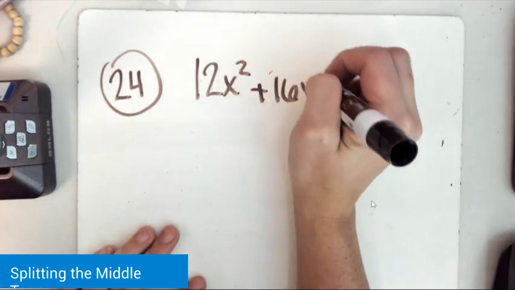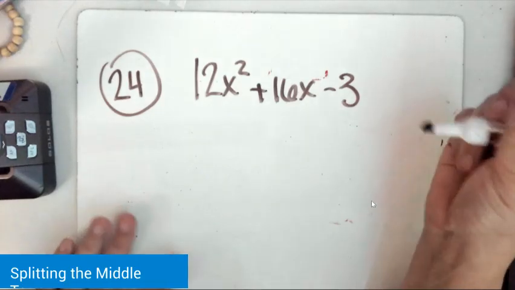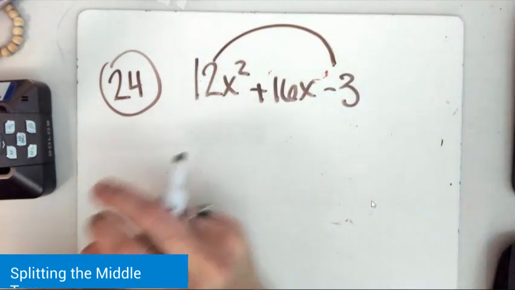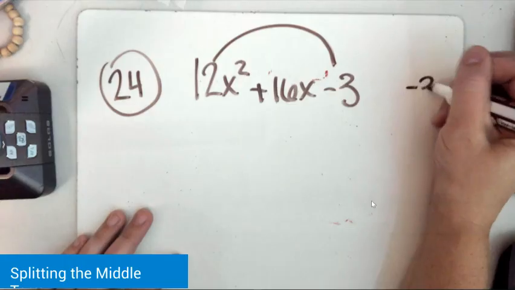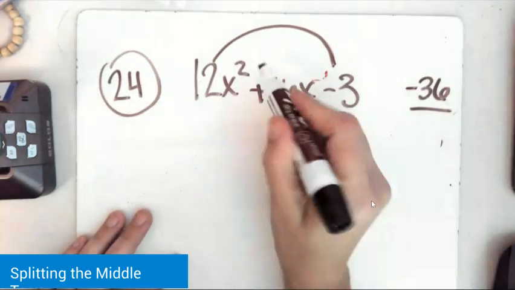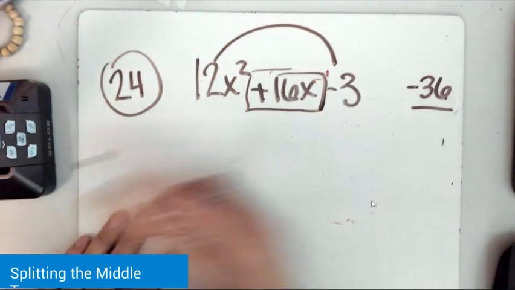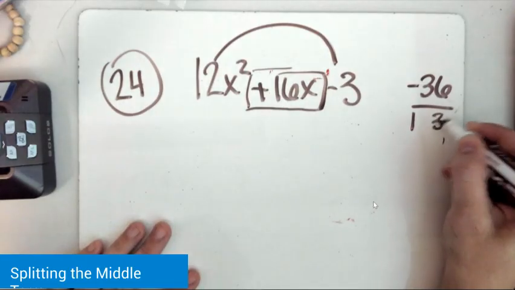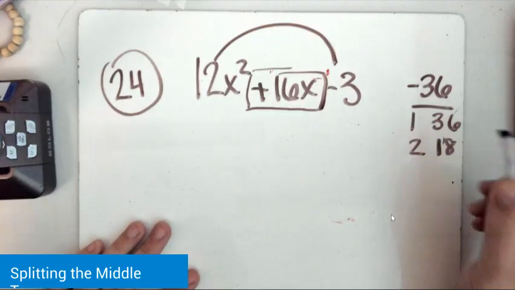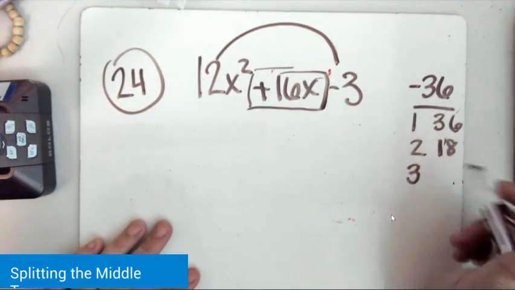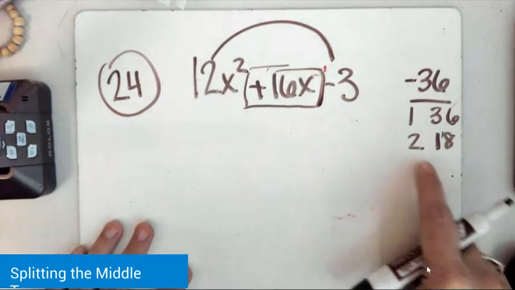Okay, 12x squared plus 16x minus 3. You start out the same way. You multiply your a times your c. What does that give us? Negative 36, right? Okay. And you're trying to find factors that combine to be that middle term. I like to go in order. 1 and 36, 2 and 18, 3, done. How could I get a 16 out of this?